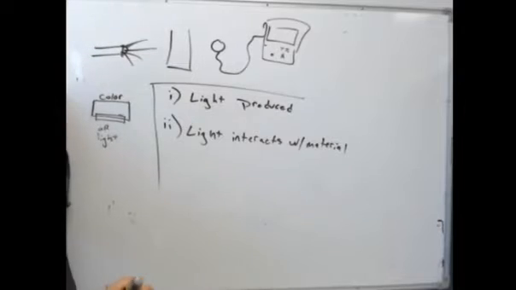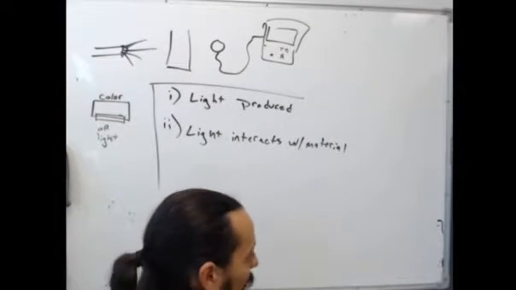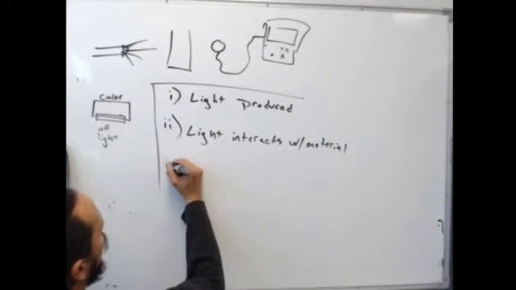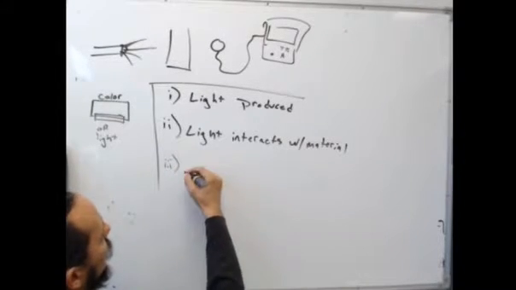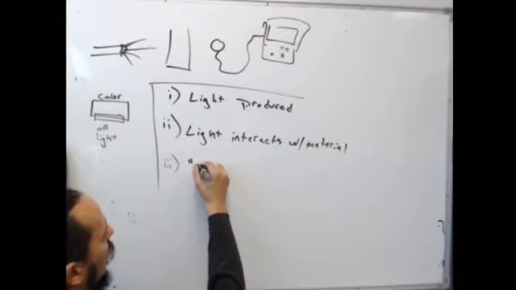Thing number 2: the light interacts with the material. That's the interaction that we really care about. And then thing number 3 is, I call it stray.